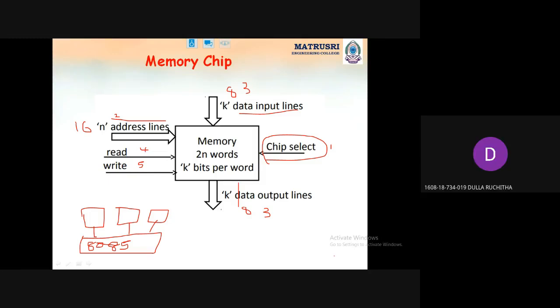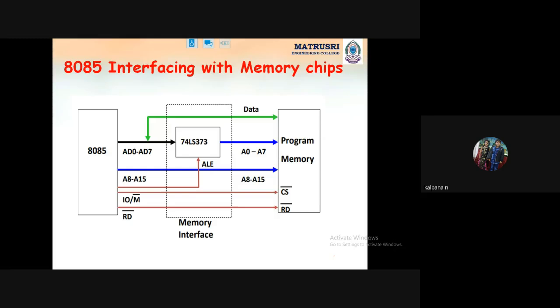Yes, ma'am. Okay, draw this. This is also very, very important in 1 to 10 questions: draw the memory chip circuit diagram and what pins it includes. Next, this is the complete interfacing block diagram.